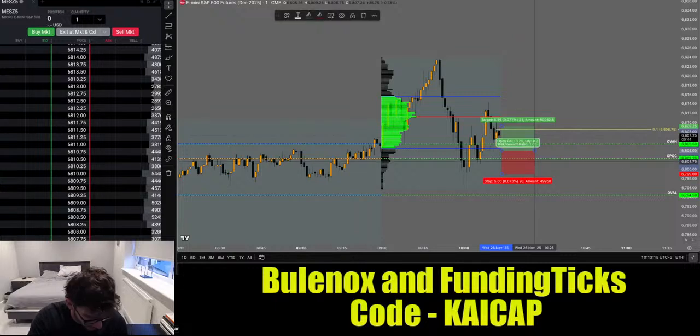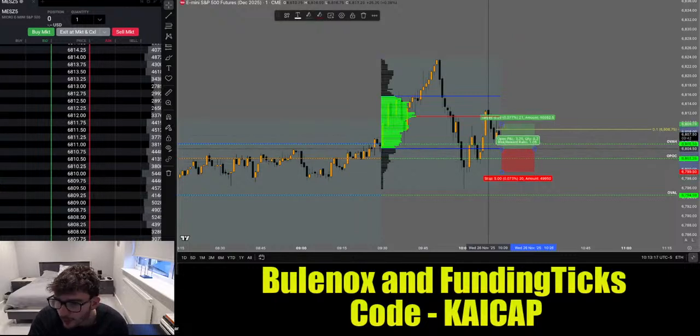Current session value high jumped up a couple more ticks. So I'm going to very quickly adjust my position size and raise it a couple ticks.